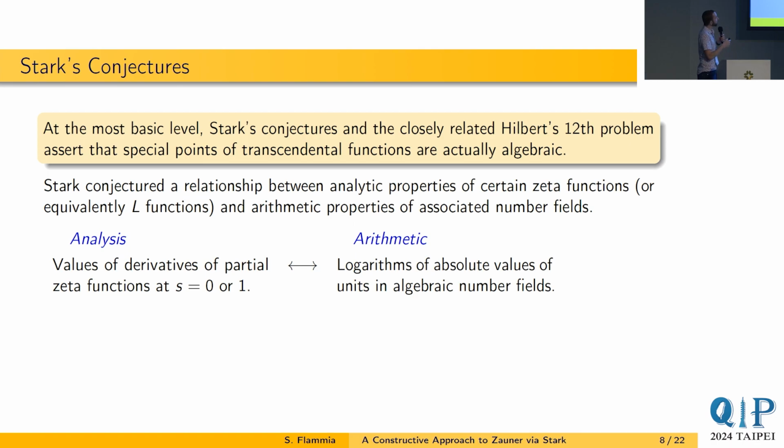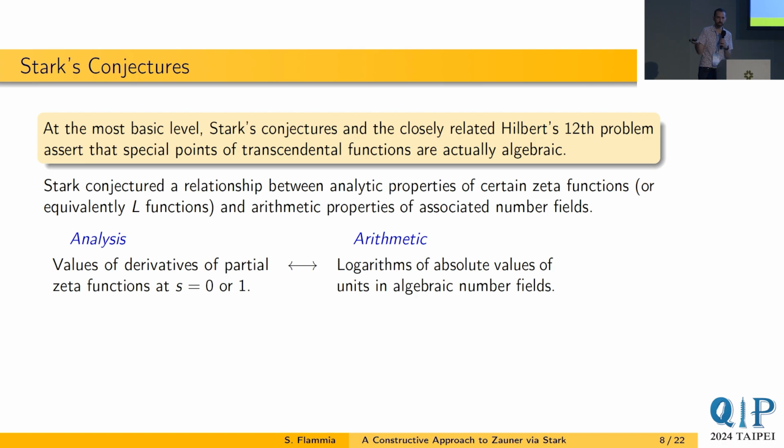There are certain special points of transcendental functions where, at those special points, the function value is algebraic. So if I give you a transcendental function, generic points don't satisfy any polynomial equations, but at these special points they do. And the form of these conjectures relates certain properties of zeta functions.